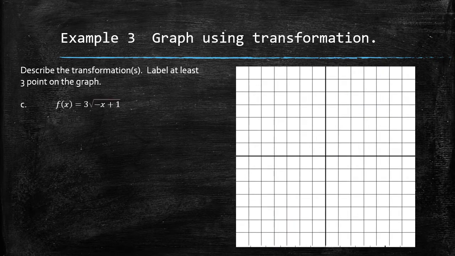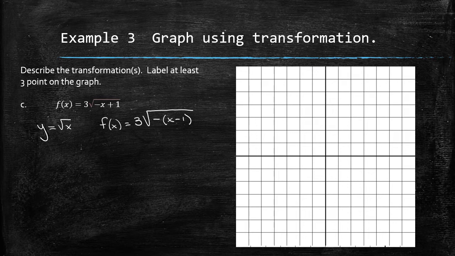Part C, our function is f of x is 3 times the square root of negative x plus 1. So our parent function is the square root function. I'm going to rewrite our function. We have a negative under the radical, but then we're still adding 1 here. So I'm going to write this as the opposite of x minus 1.